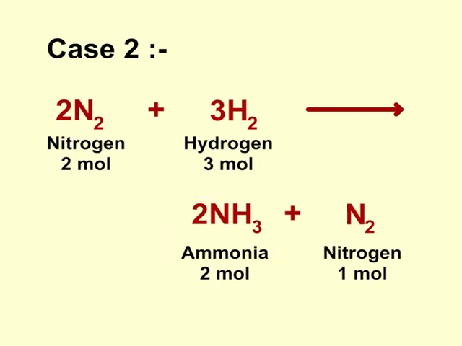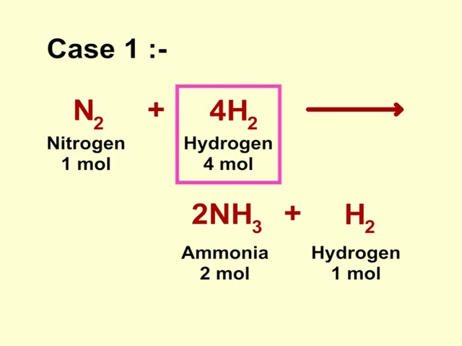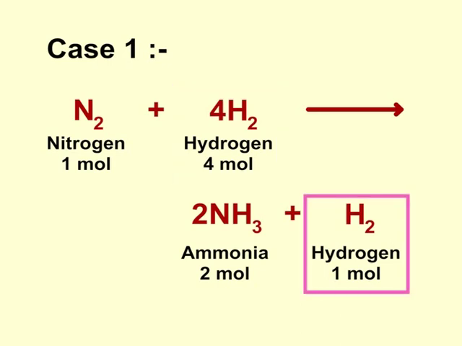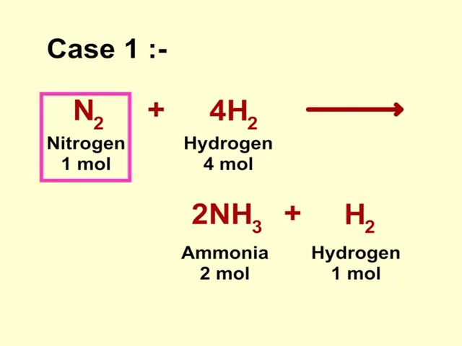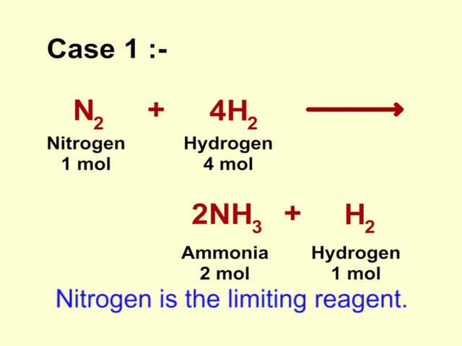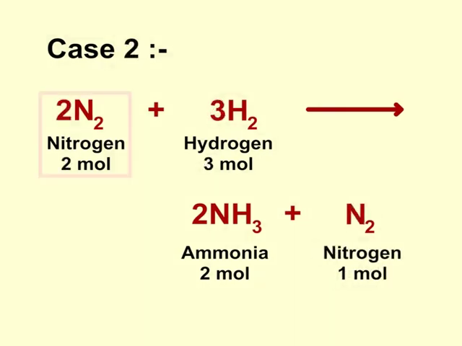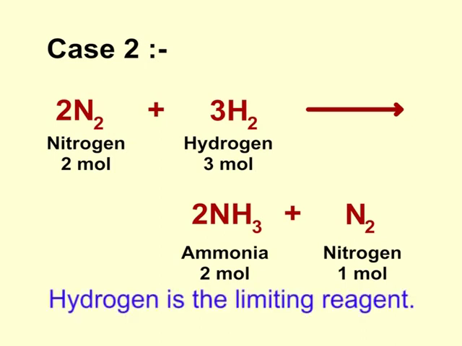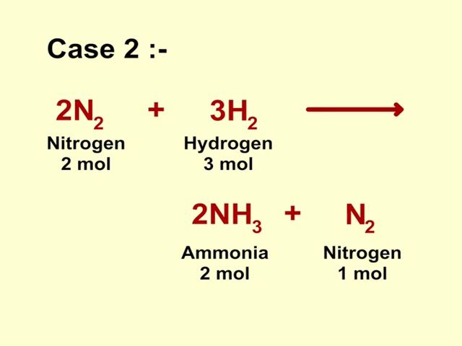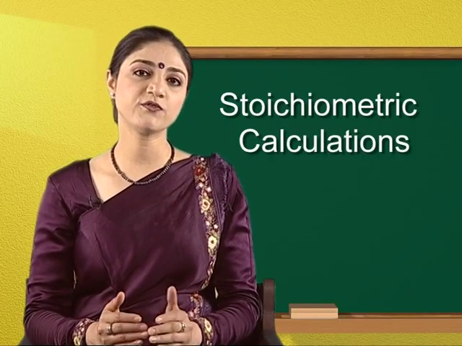Students, in the examples which we have discussed right now, in case 1, hydrogen is taken in excess and is left behind. 1 mole of nitrogen gets completely consumed. In case 1, nitrogen is the limiting reagent. Whereas, in case 2, nitrogen is taken in excess and is left behind. 3 moles of hydrogen get completely consumed. Therefore, in case 2, hydrogen is the limiting reagent. Students, can you tell me the conclusion of these two cases?